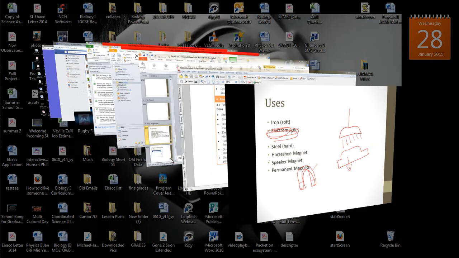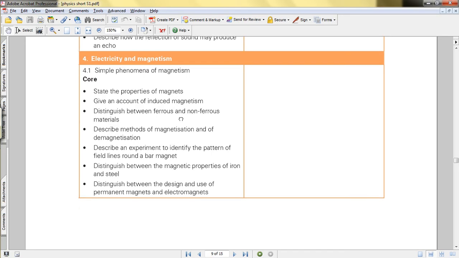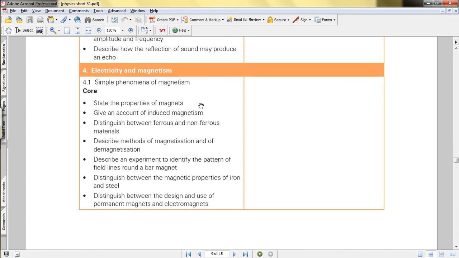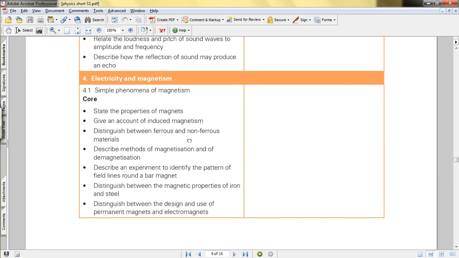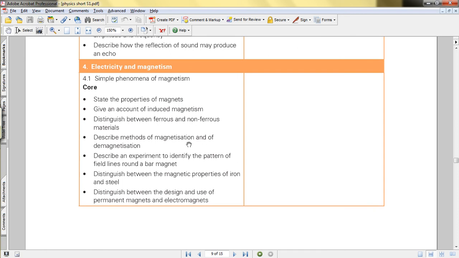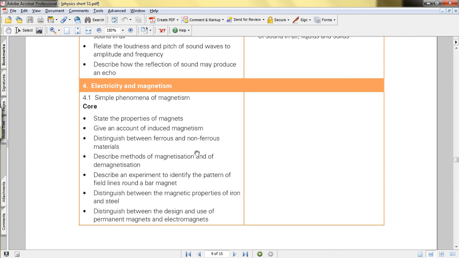Okay, so let's take a peek at this curriculum. Did we state the properties of magnets? Yes, and you have a list. Give an account of induced magnetism. What happens when you induce magnetism? Done. Distinguish between ferrous and non-ferrous. It's not a really big thing. Ferrous means contains iron. Non-ferrous means does not contain iron. Please note there are a few non-iron magnetic substances like cobalt and nickel. And I think liquid oxygen and some form of graphite as well. But just stick with cobalt and nickel because I have no idea what I'm talking about.